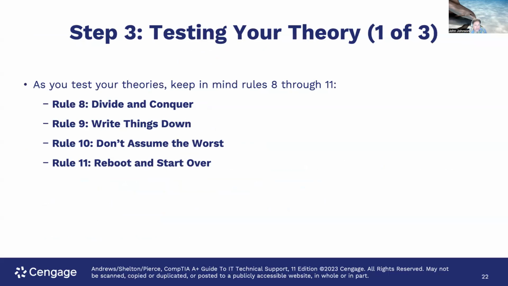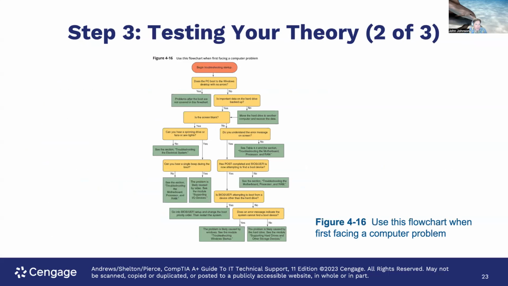So the next thing, you need to become a researcher. As you test your theories, you need to keep in mind the following rules. You need to divide and conquer. You need to write things down to keep it straight, because if you're going through a lot of stuff and you have to loop back a lot of times, you'll want to have all that written down. It helps with the documentation as well. Don't assume the worst, and reboot and start over. That is something that one ends up doing quite a lot.